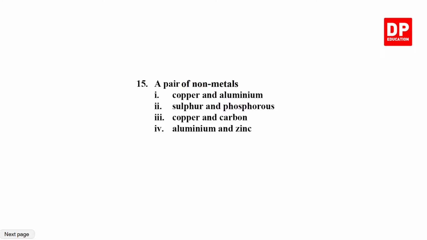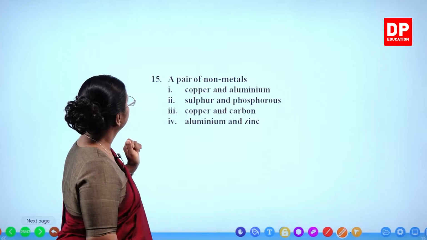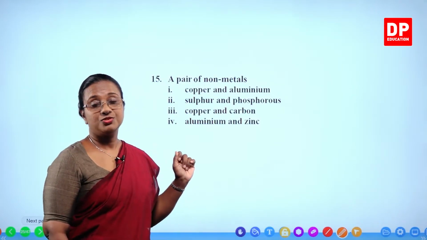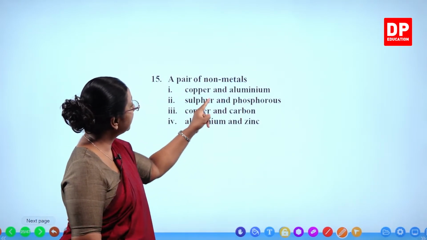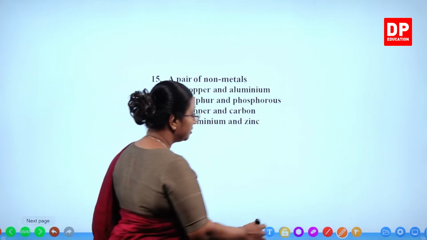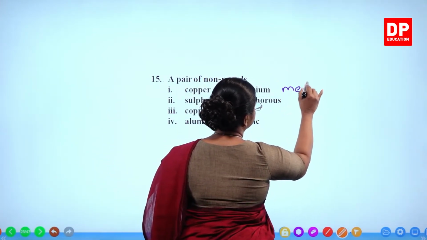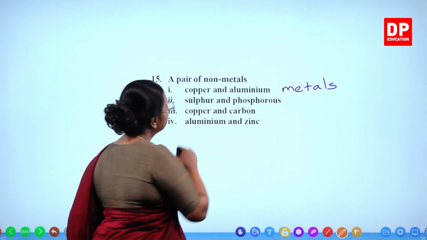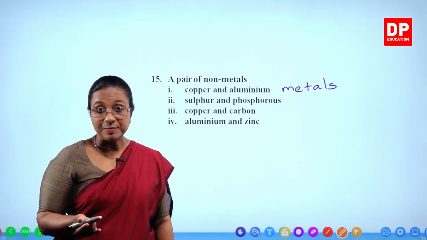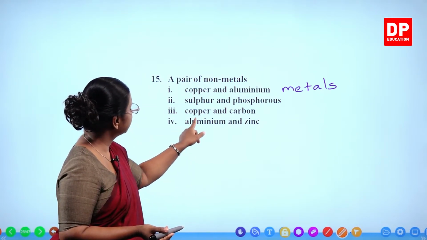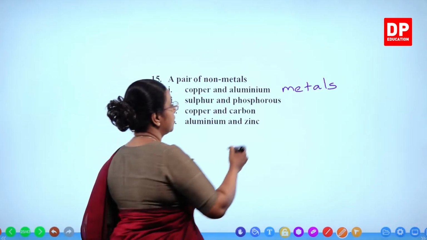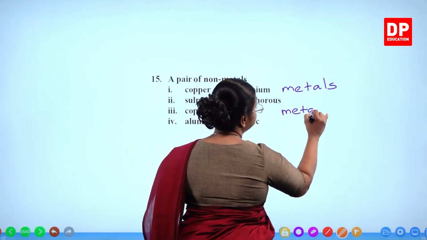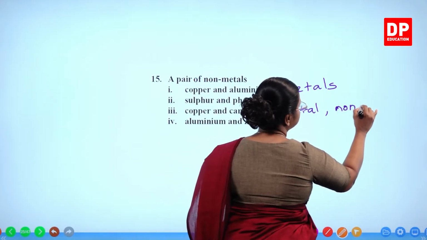Question number 50. This is the last question under multiple choice type questions. A pair of non-metals. So you all are familiar with metals and non-metals. We'll look at the answers. Copper and aluminium. They are both metals. Then sulfur and phosphorus. Both of them are non-metals. Whereas the third one, copper and carbon. Copper is a metal, carbon is a non-metal. So here of course metal and non-metal.